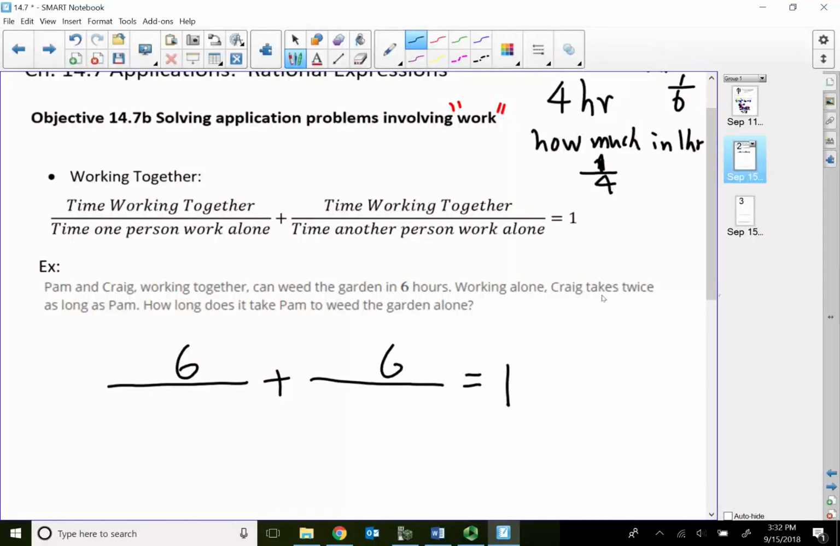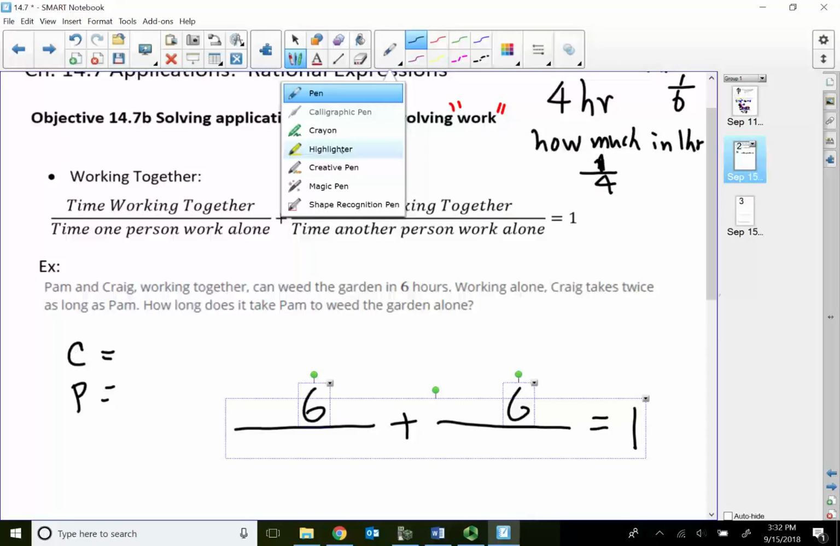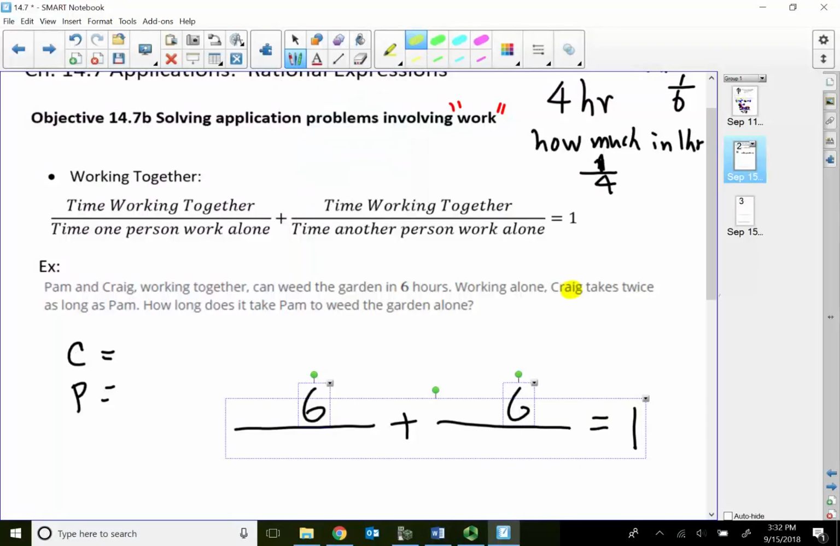Working alone, Craig takes twice as long as Pam. So I'm comparing between Craig and Pam. Since Pam is listed at the end, Pam will be x. Craig takes twice as long, so that will be 2x. That's the time Craig and Pam work alone.